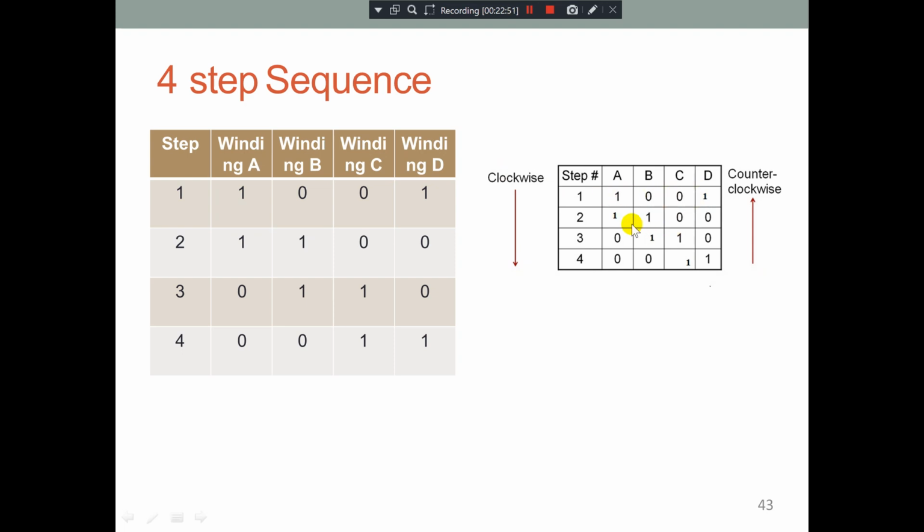1, 0, 0, 1, 1, 1, 0, 0, 1, 1, 1, 0, 1, 1, 0, 1. For anti-clockwise direction, we will go reverse: 0, 0, 1, 1, 0, 1, 1, 0, 1, 1, 0, 0, 1, 0, 0, 1. This is for clockwise. This is for anti-clockwise.